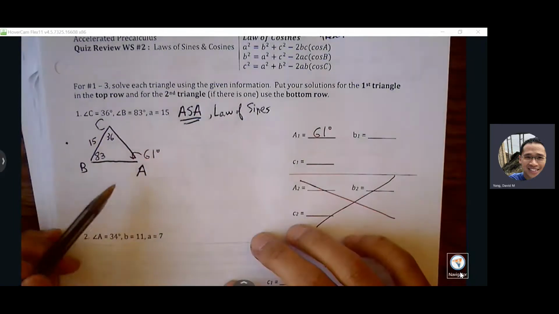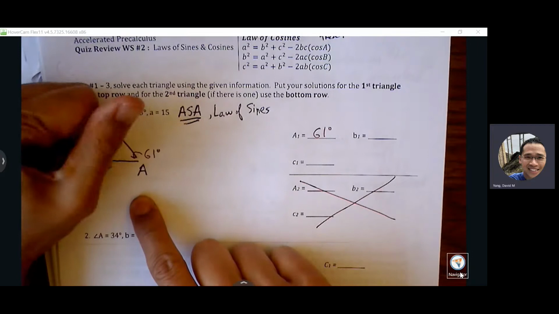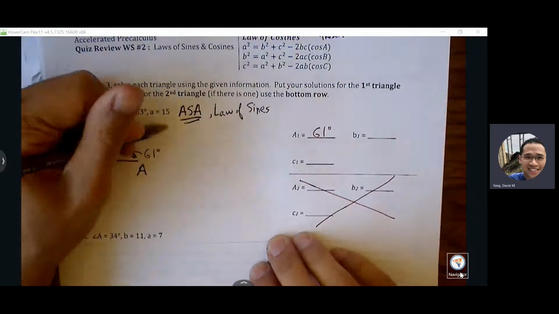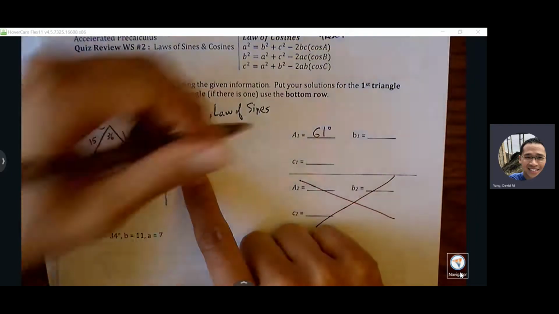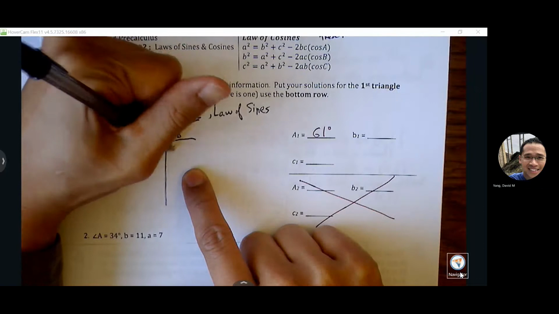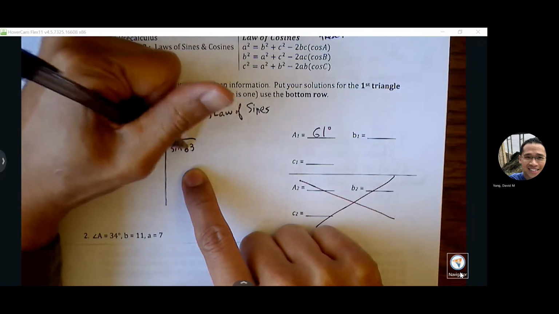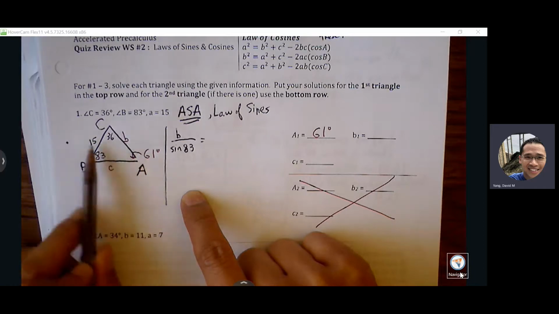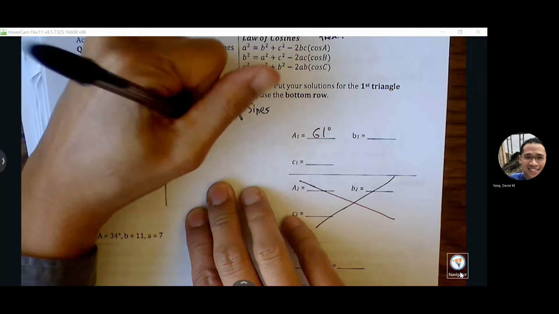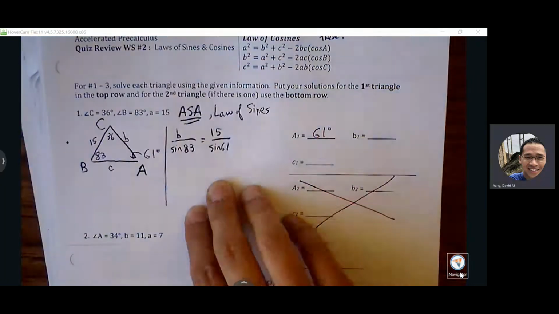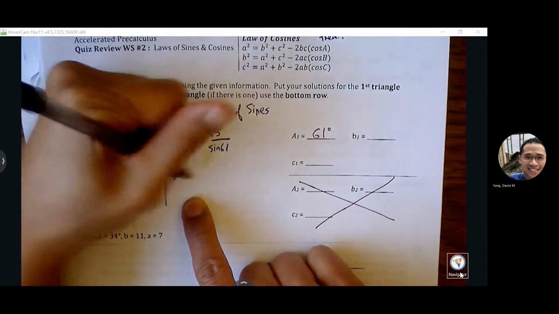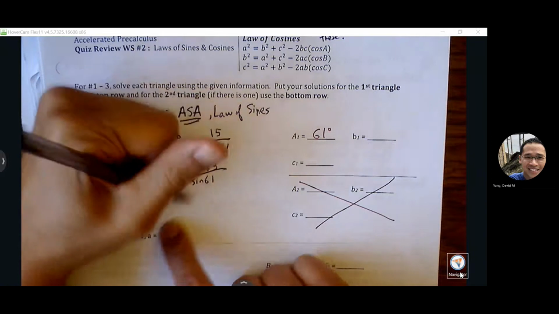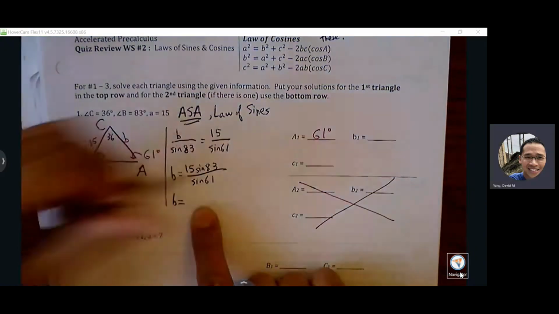So we're basically looking for lowercase c and lowercase b. Set up using proportions here. B over sine 83 is equal to 15 over sine 36. Cross multiply. Enter into your calculator.